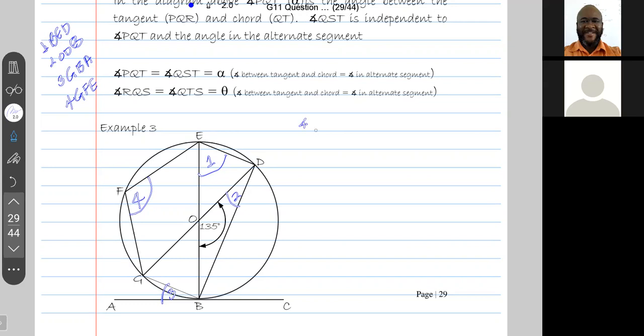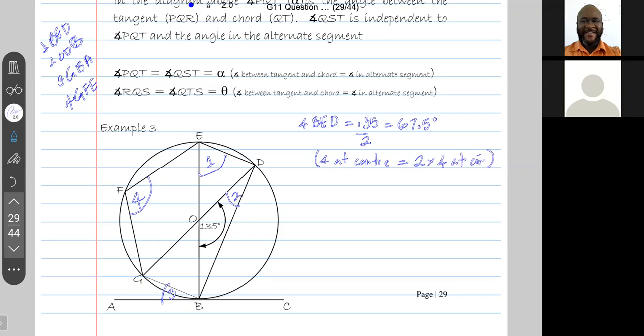Angle BED, which is angle 1, is actually equal to 135 degrees divided by 2. This is 67.5 degrees. Now, the angle at center is equal to 2 times angle at circumference.